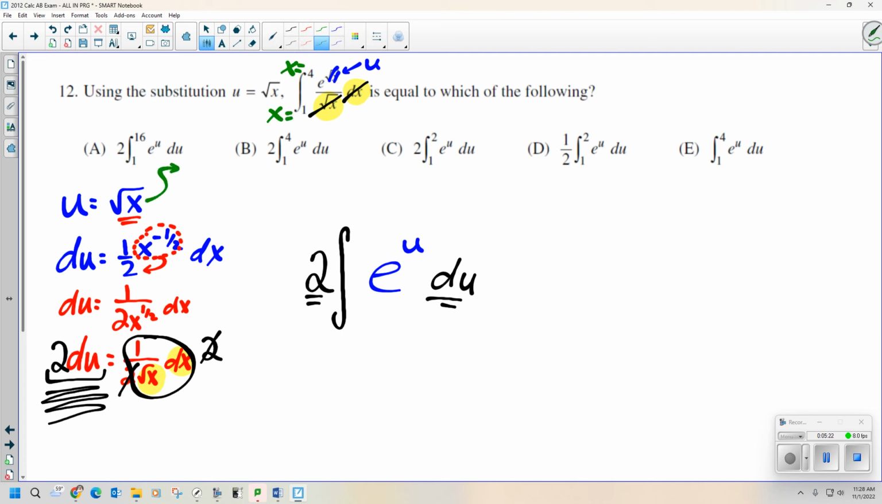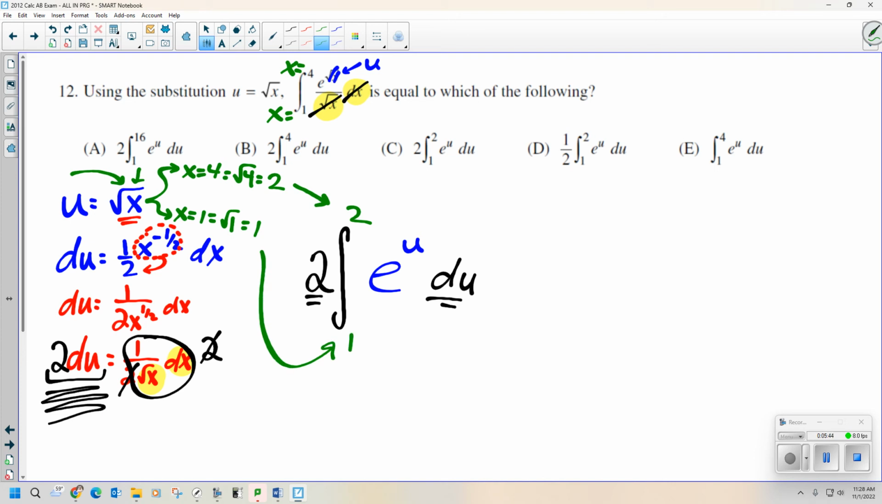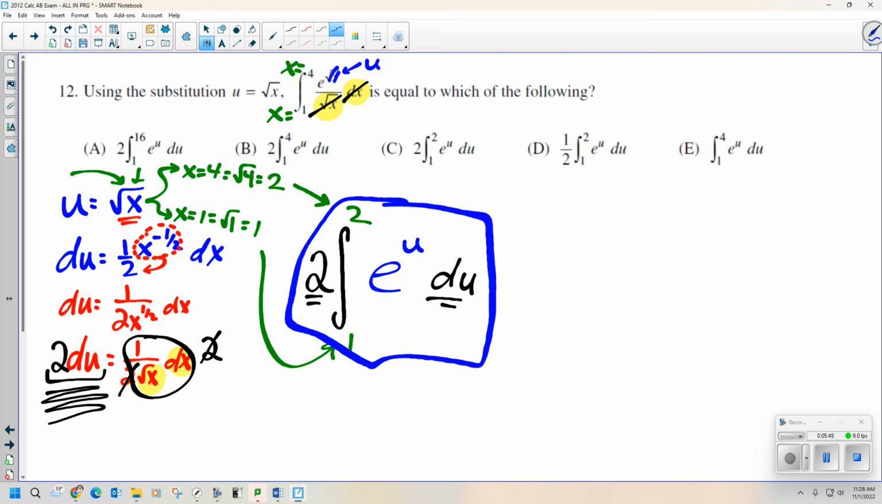I need to convert them to u bounds. If x is 4, the square root of x, or in this case 4, would be 2. That's my new upper bound. And my lower bound, when x is 1, I just take the square root of that x value, which is 1. The square root of 1 is 1. So here we go in all of its glory. That's what I should get when I do the u substitution, square root of x in for u. And it looks like C is the correct answer.